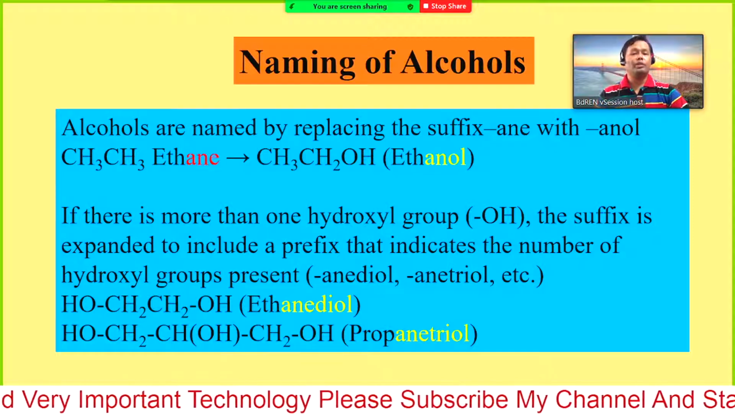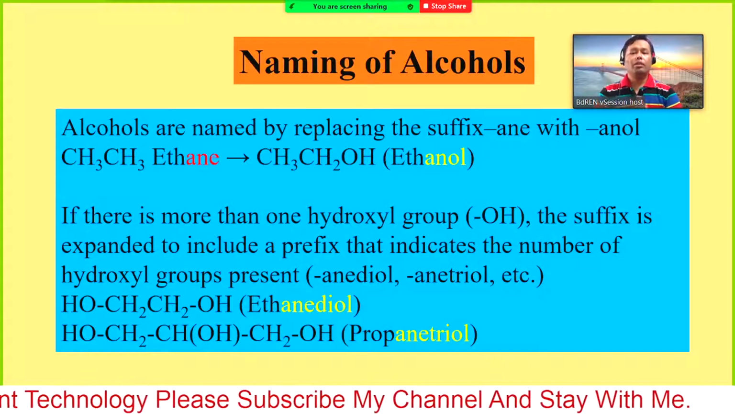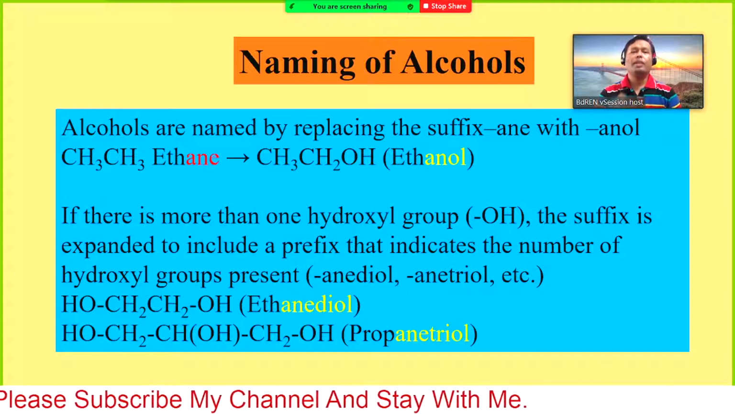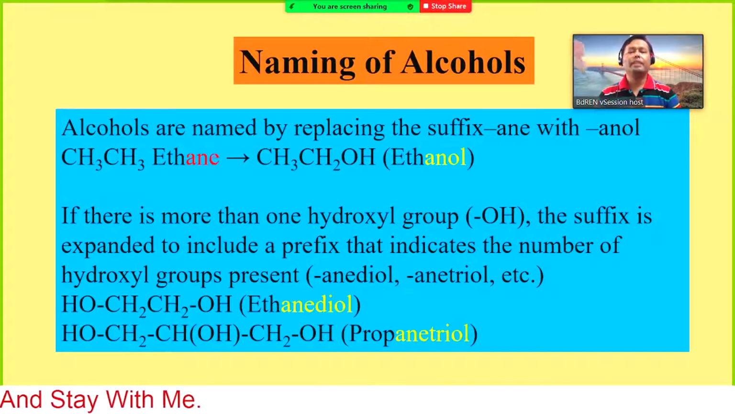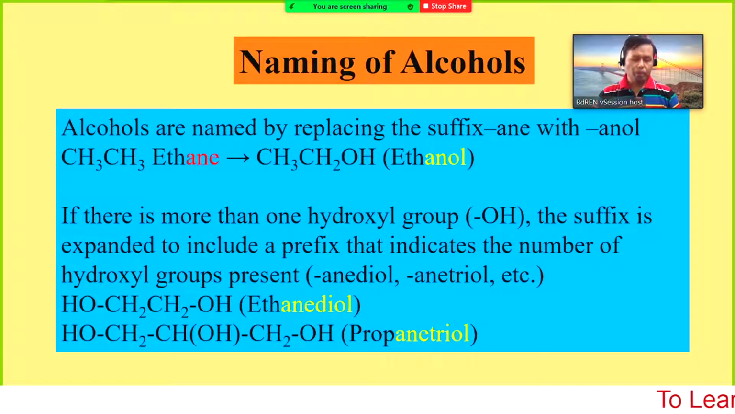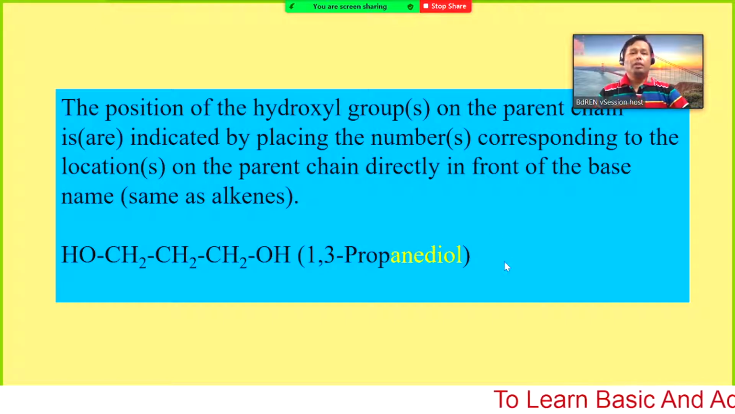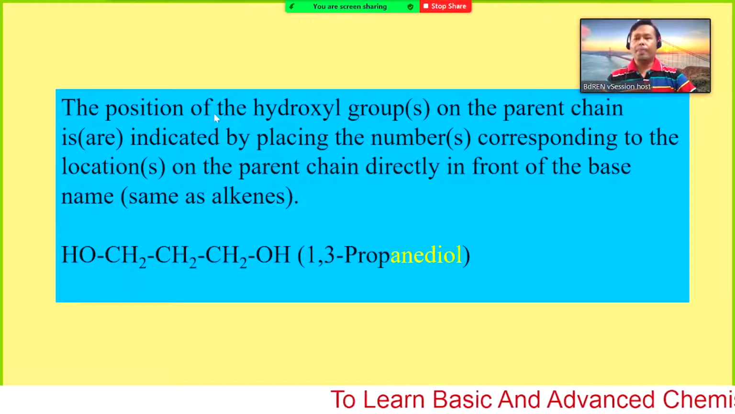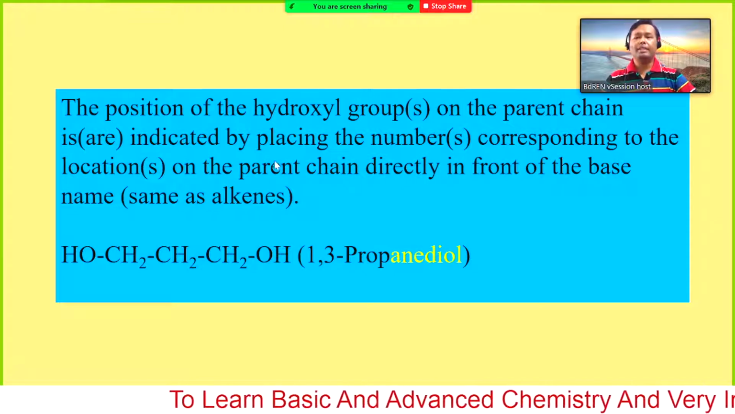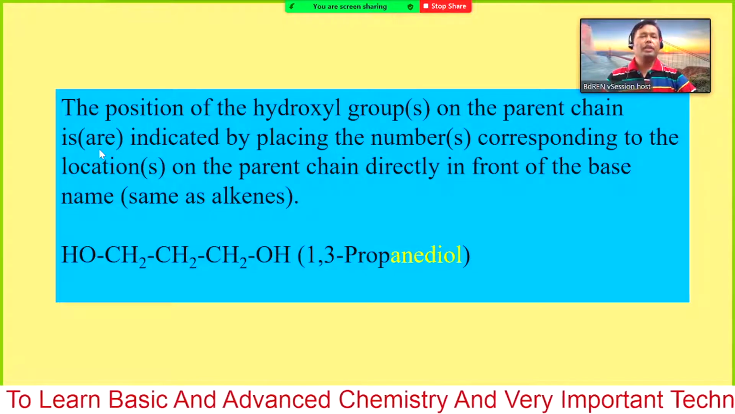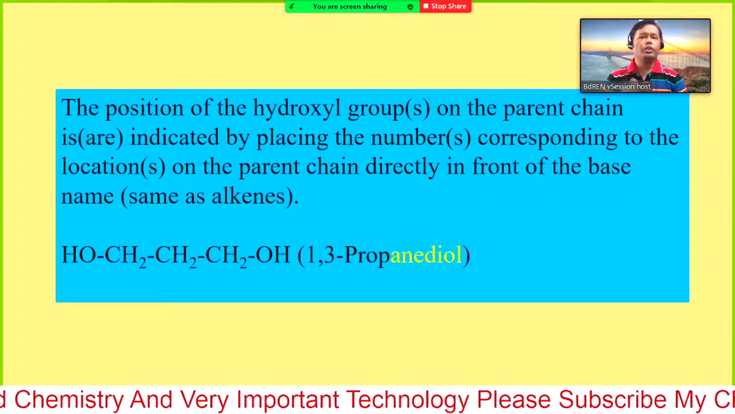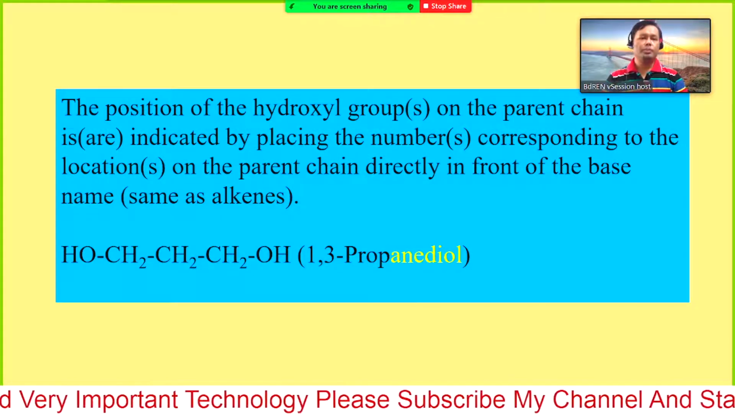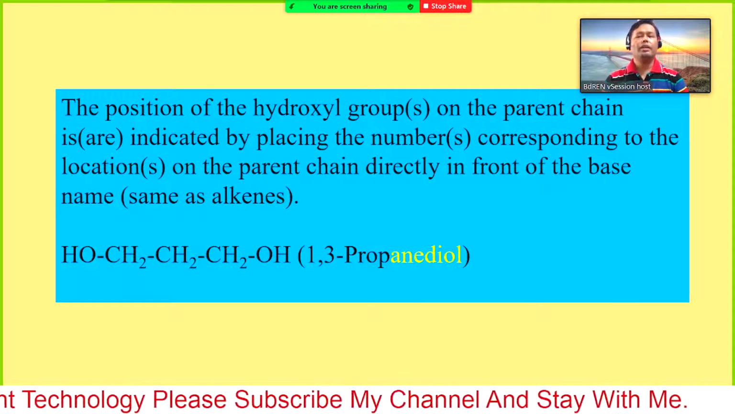Though this is not the perfect name according to IUPAC, because we need to mention the position of the hydroxyl groups, as a general rule, depending on how many hydroxyl groups we have, 1 or 2, that is how we can rename the alcohol molecule. That is our simple rule. Now let's see how we can name all of them. The position of the hydroxyl groups on the parent chain is or are mentioned. That means if you have a single hydroxyl group, you need to mention only one position, and if you have multiple hydroxyl groups, then you need to mention the positions.